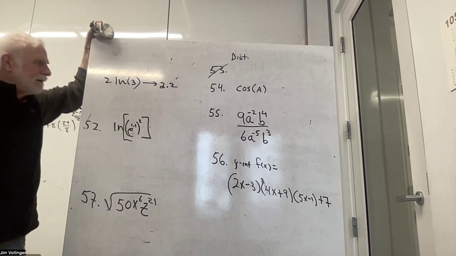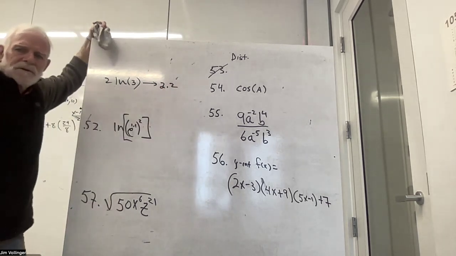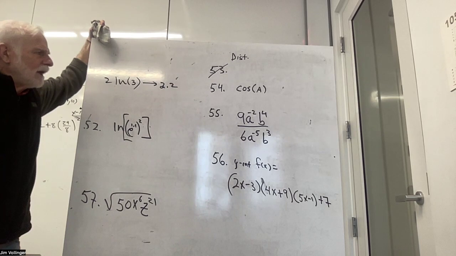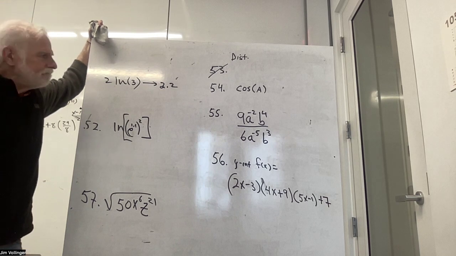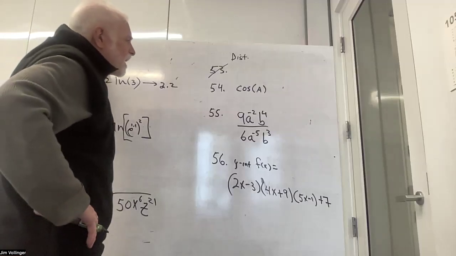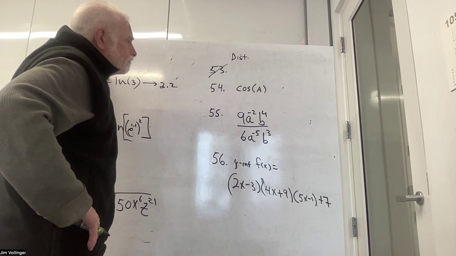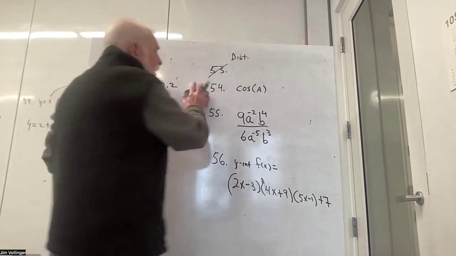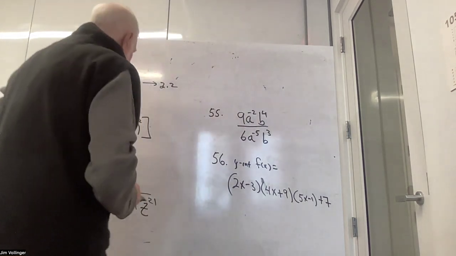Oh my. 54 is the cosine of A. I'm so happy it's the cosine of A. Do I remember what I asked? No idea. Do I have the test in front of me? No. 54 is a mystery. What would I have asked cosine of A? Don't know. All right, that's gone. I think I'm out of numbers here.